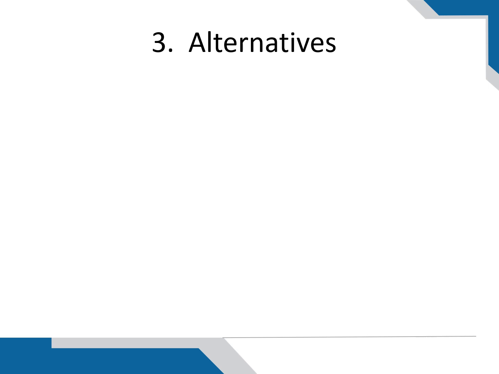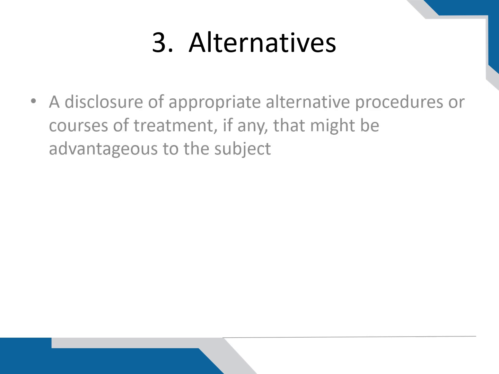Then we have alternatives. And here we expect from the researcher a disclosure of appropriate alternative procedures or courses of treatment, if any, that may be advantageous to the subject. So the subject must not think that the research intervention or procedure or treatment or experimental treatment is their only option. If there are any other options, these need to be disclosed in the informed consent.